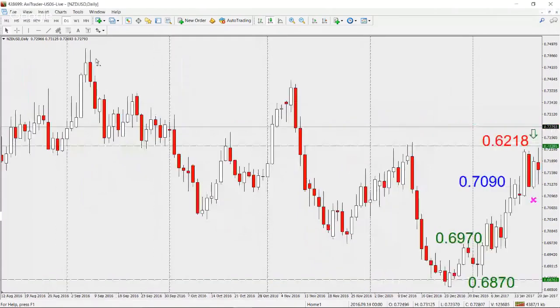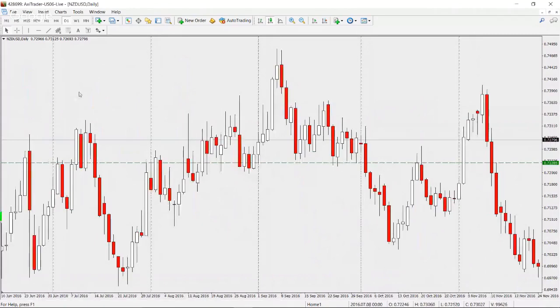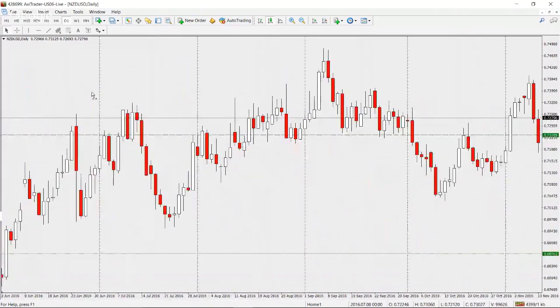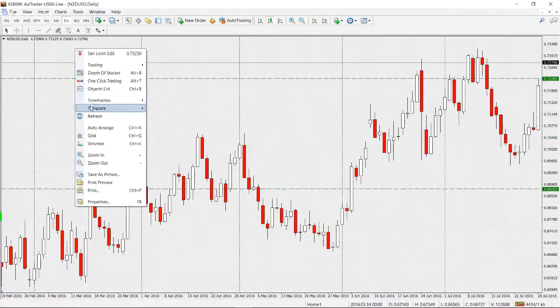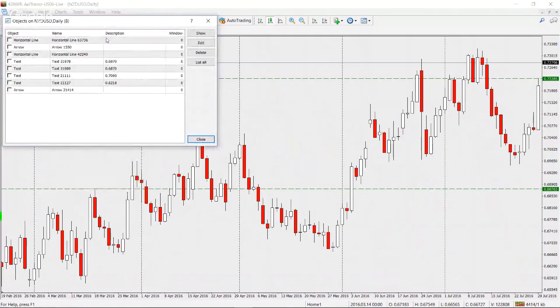Actually, maybe what I can do is show you a good one, and then we'll look at the failed ones after, and we'll see if we can pick out why. All right. So again, on the Kiwi here, what I'm going to do is just delete all of the objects off the chart, okay?